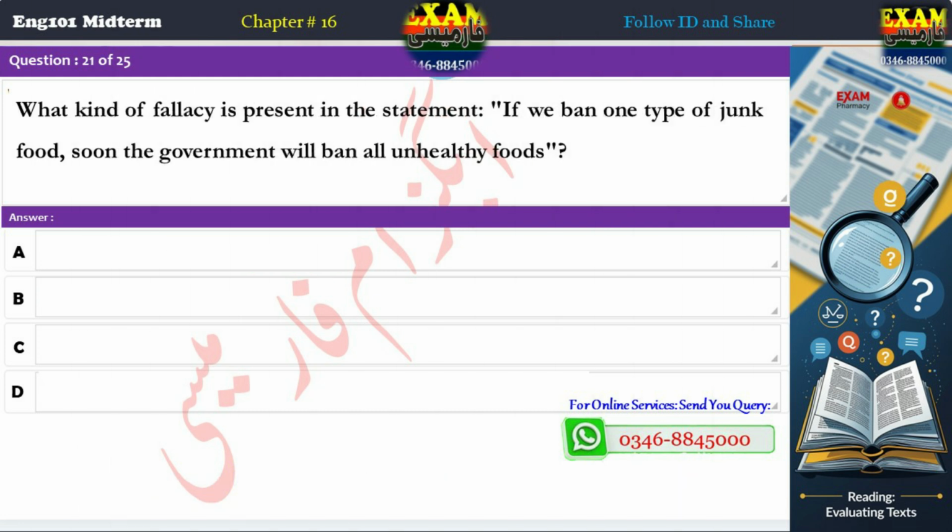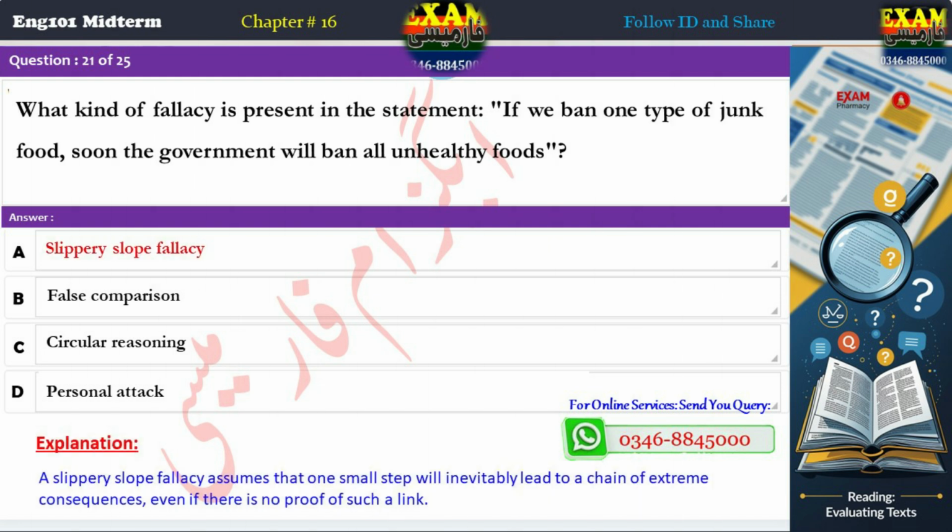Question 21. What kind of fallacy is present in the statement? If we ban one type of junk food, soon the government will ban all unhealthy foods. A. Slippery slope fallacy. B. False comparison. C. Circular reasoning. D. Personal attack. Correct answer. A. Slippery slope fallacy. Explanation. A slippery slope fallacy assumes that one small step will inevitably lead to a chain of extreme consequences, even if there is no proof of such a link.